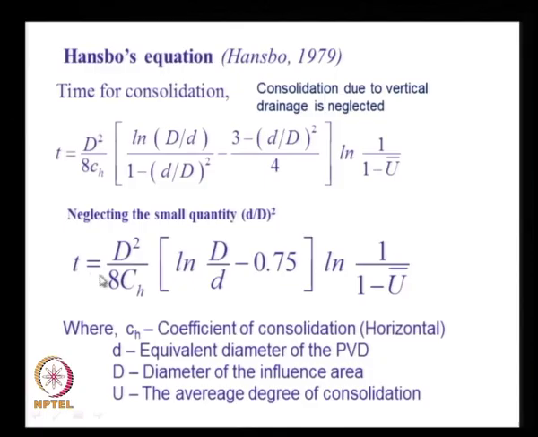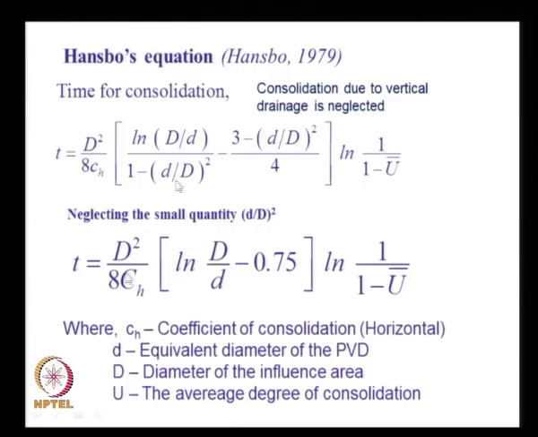The time for consolidation t is capital D square by 8 CH multiplied by ln capital D by small d minus 0.75, multiplied by ln 1 by 1 minus U bar, wherein our CH is the coefficient of consolidation in the horizontal direction, and the small d is the equivalent diameter of the PVD, and capital D is the diameter of the influence area of the soil, and U bar is the average degree of consolidation that we desire within a time of small t.